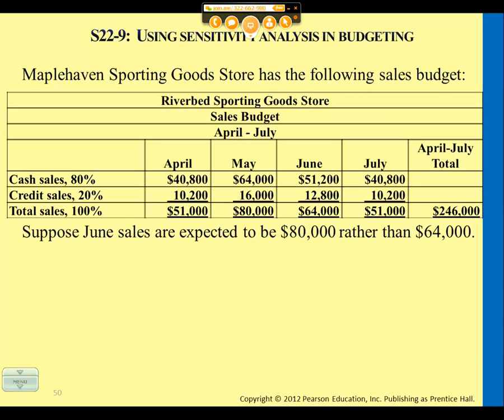Let's do this. We have a store that has this sales budget right now. What are we going to change? We're going to change the sales number from 64,000 to 80,000. We have cash sales, credit sales, and total sales, and the percentages are given to you. That number is for June. June sales are expected to be 80,000 rather than 64,000. So I want to see how you calculate all of this, and give me your April to July total after you calculate it.